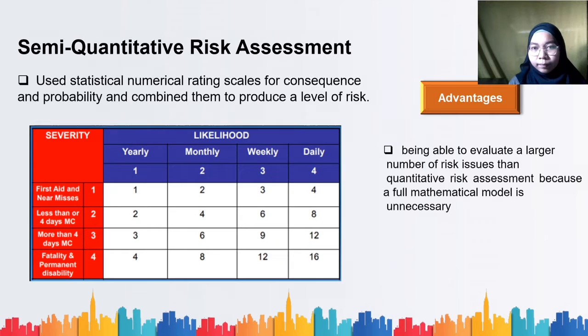And the last one, semi-quantitative risk assessment. It uses a numerical rating scale for consequence and probability and combines them to produce a level of risk. The advantage of semi-quantitative risk assessment is being able to evaluate a larger number of risk issues than quantitative risk assessment, because a full mathematical model is unnecessary.